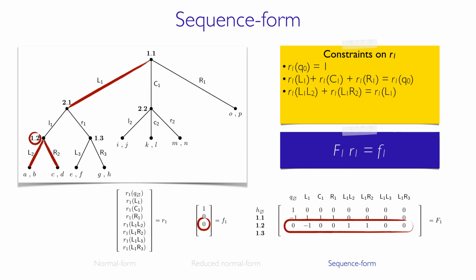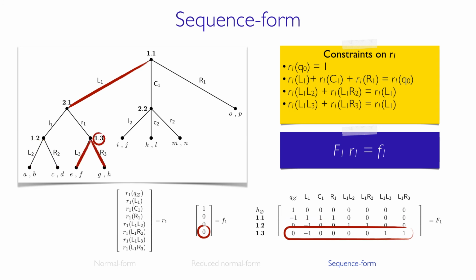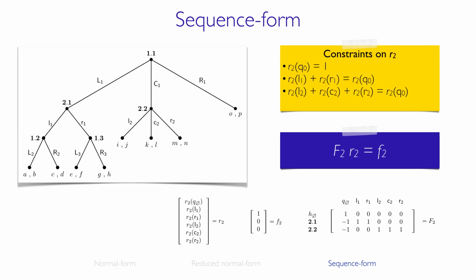Here, for information set 1.2, we have an analogous constraint. Sequence L1 enters, while sequences L1, L2, and L1, R2 exit. An analogous constraint must hold for information set 1.3. These are the final constraints on realization plans of player 1. With analogous reasoning, you can recover the constraints for player 2 realization plans. In picture, you have the final result.